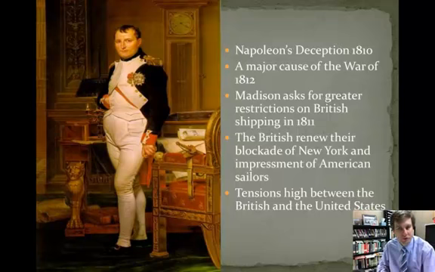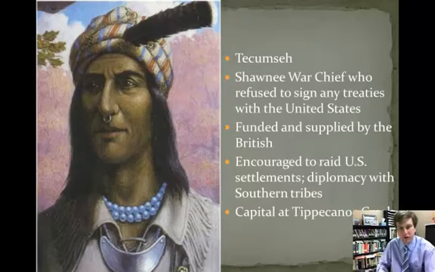It really is a major cause of the War of 1812, because when Madison gets word that the French are going to do this, now again, they had no intention. When Madison gets word, he goes to Congress and asks for greater restrictions on British shipping. The British then, who had been considering revoking their trade restrictions on the United States, then blockade New York and impress American sailors. So now tensions are very high between the British and the United States.